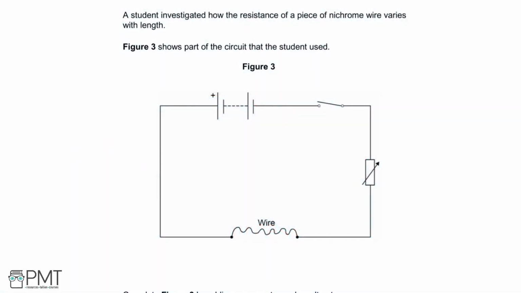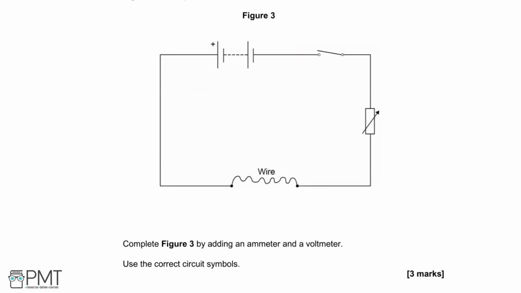A student investigates how the resistance of a piece of nichrome wire varies with length. Figure 3 shows part of the circuit that the student used. Complete figure 3 by adding an ammeter and a voltmeter. Use the correct circuit symbols. So this is a 3-mark question.